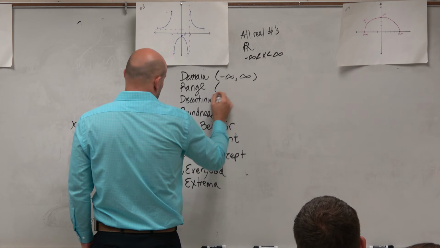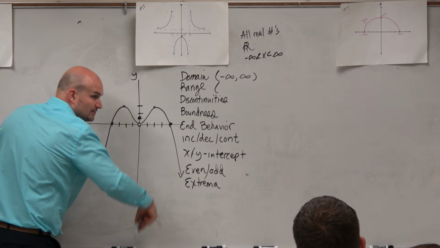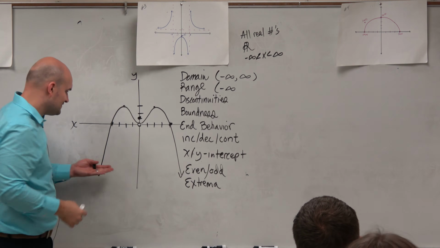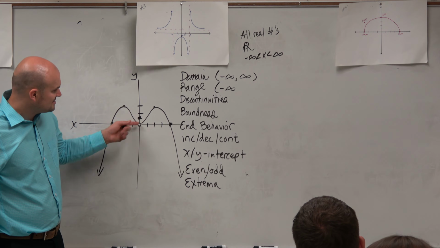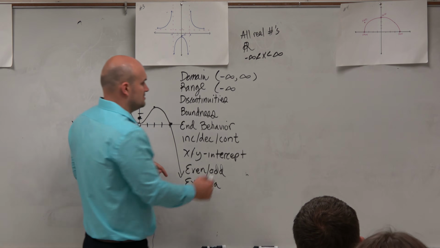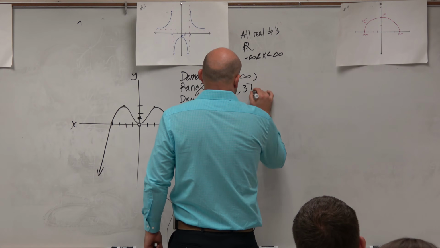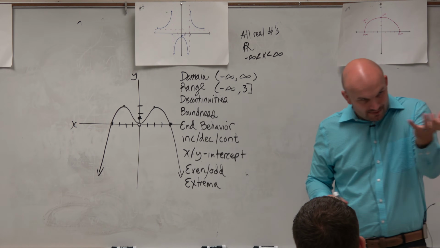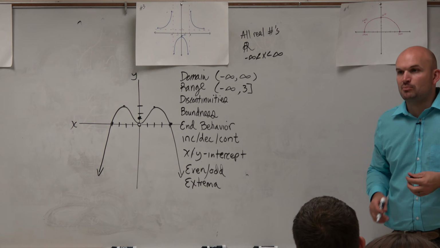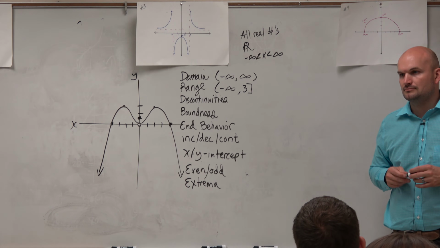So the lowest the graph goes, it looks like it's continuing all the way down to negative infinity. But the graph continues as high up as 1, 2, 3, right? Yes? No? And 3 is contained. It's a part of the graph. It's a value on the graph. So therefore, that's why we're going to use the bracket. All right?